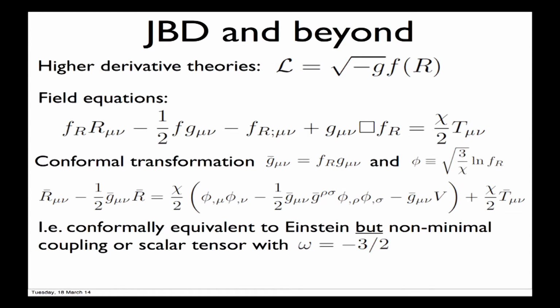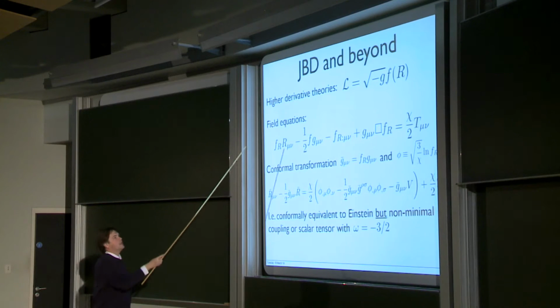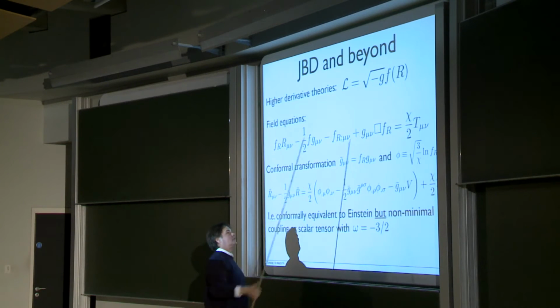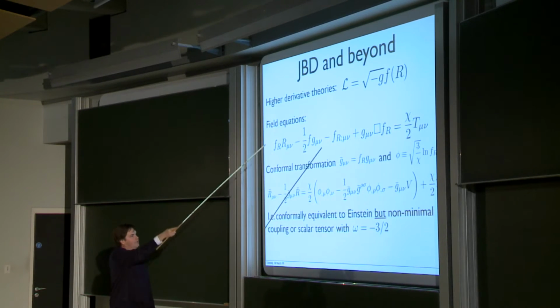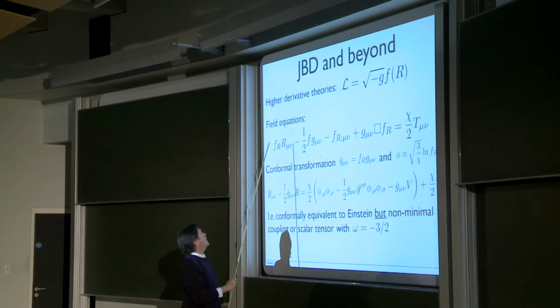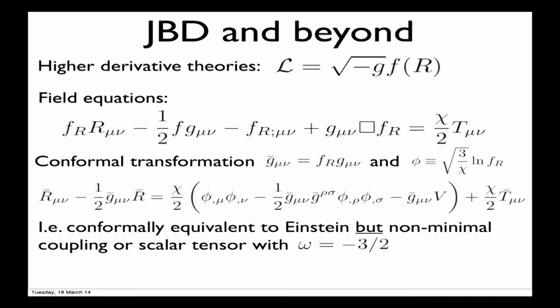Now it turns out that the field equations look like that. So they're more complicated than the Einstein equation. F sub R is nothing more than the derivative of f with regards to R. And you can see that if you put f equals R, that's 1, and then other things go away. But again, you can conformally transform that thing. So define a new metric in terms of f sub R times g mu nu, and define a scalar field, which is some constant times the log of f of R. And you end up with scalar tensor again.